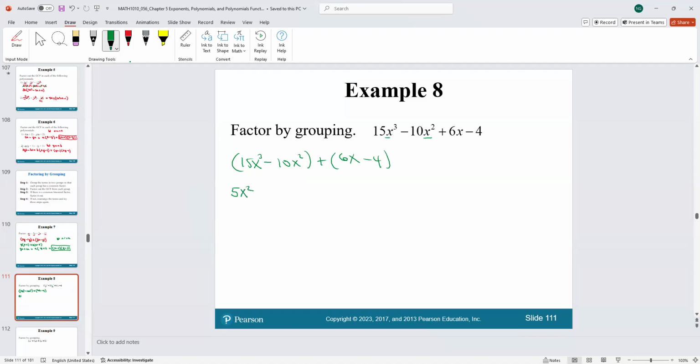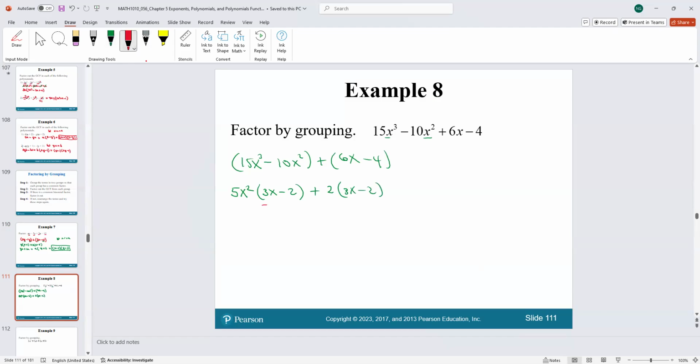X squared. Now, what we have, 5 times what gives you 15? 3, there is one x left. And 5 times what gives you 10? 2. Now, the second one, what is the common factor between 6 and 4? 2. Then we have 3x minus 2.